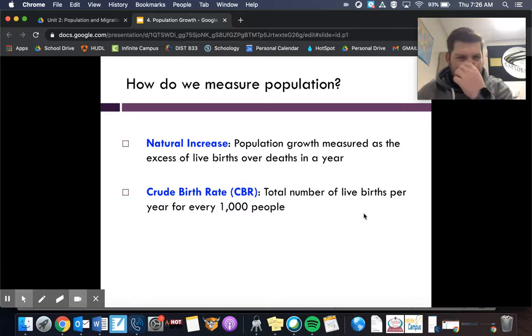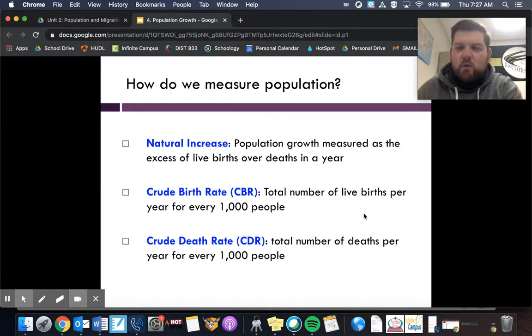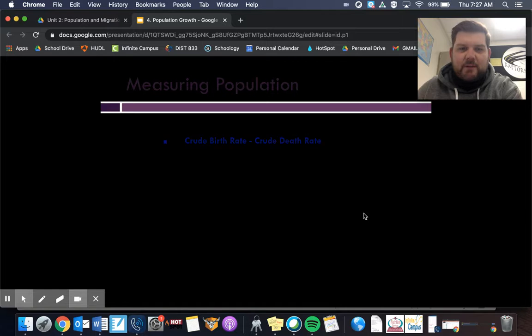Okay, we can also measure it using crude birth rate, which is the total number of births per year for every 1,000 people, or we can measure it by crude death rate. Okay, the total number of deaths per year for every 1,000 people. Okay, vocab is going to be big on these notes. Your quiz today is mostly a vocab quiz, so you need to make sure that you understand this vocab and you can define each word. Okay, so those are the three ways that we measure population. We look at what's the natural increase rate, how much is a population increasing, how many births are there, how many deaths are there, that sort of thing.